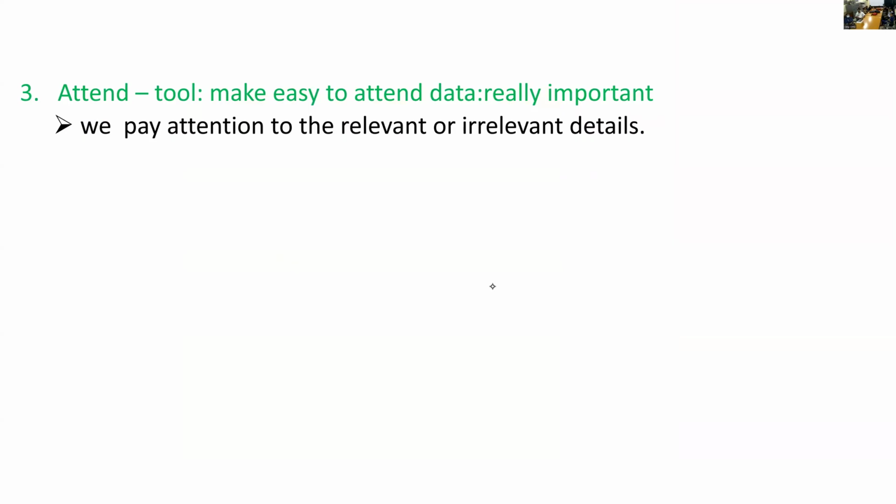Attend. Attend is attention. You want the reader to focus on the part of the graph that you want. If you have many colors, pictures, and moving parts in the graph, the reader will be distracted. The human brain doesn't know what to pay attention to and what not to. Your job is to make the reader focus their attention on what your message is. So that's the real attention.